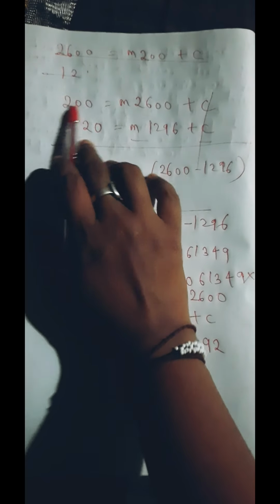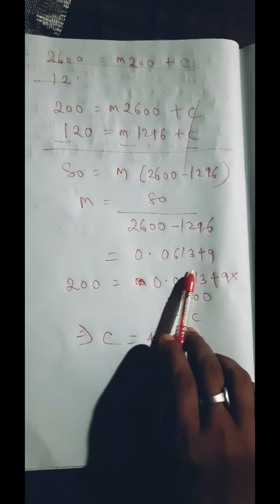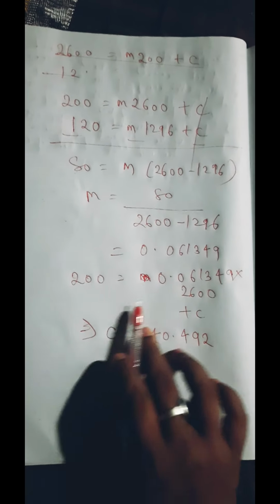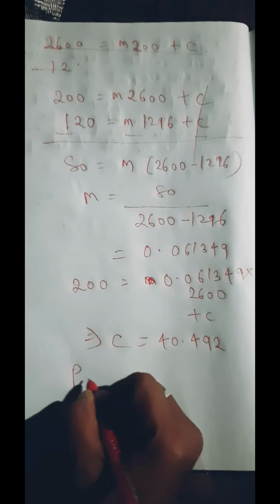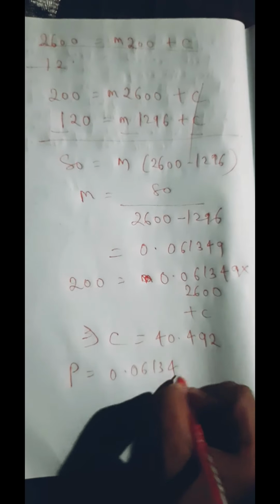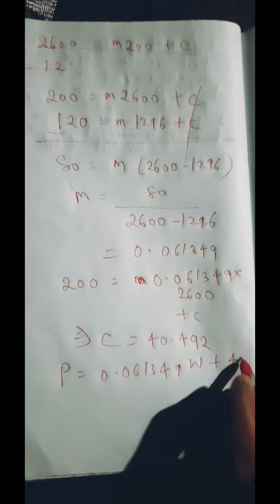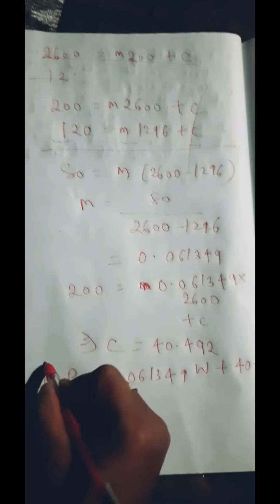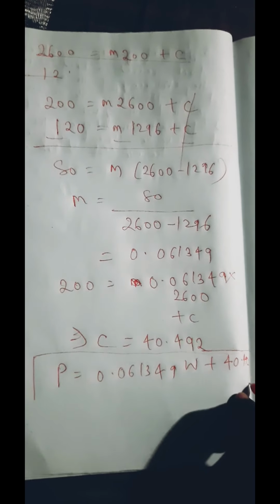So I put it in the first equation. Here 200 equal to m, that is 0.061349, into W, that is 2600, plus C. So we found the value of C. We'll put it in the law of machine, that implies P equal to m, that is 0.061349, into W plus C. C value is 40.492. So here we got the law of machine for this particular case.